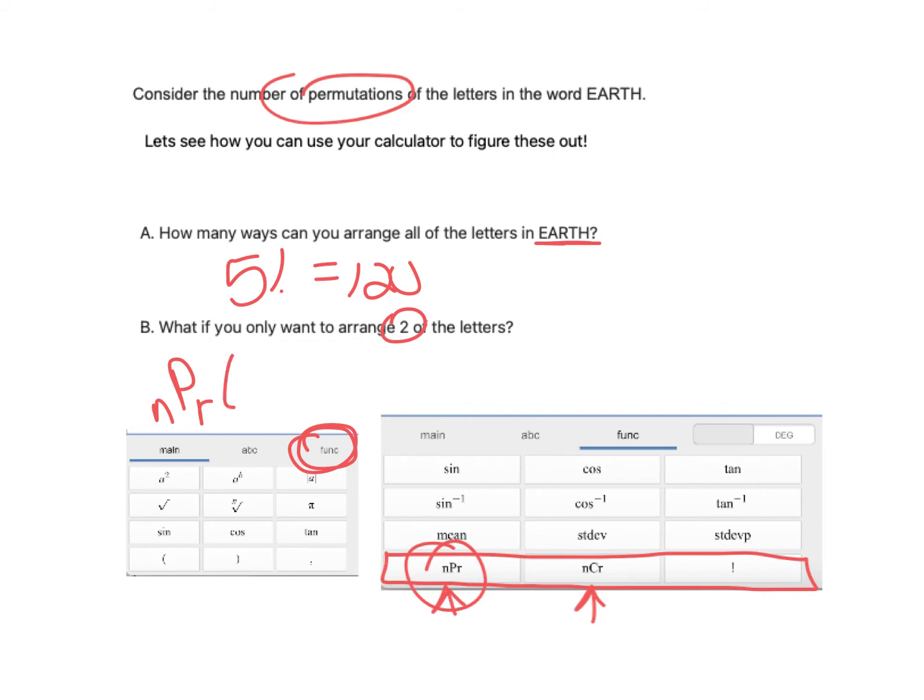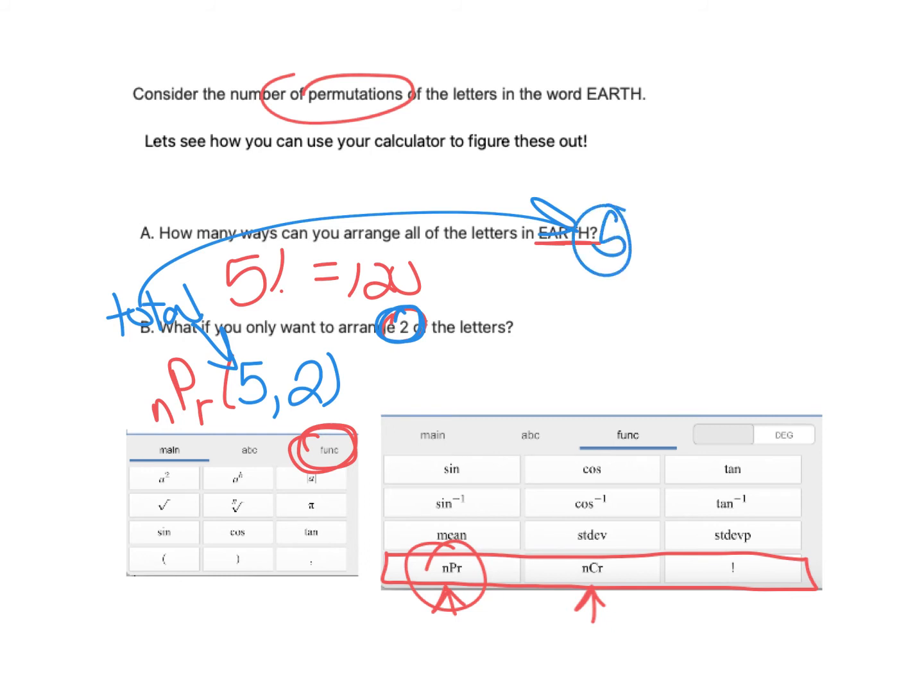What you're going to put in there is, the first number is how many total letters there are, or how many possibilities are given to you. Well, Earth has 5 letters, and then I'm picking 2 of them. So this 5 represents my total number, which is there's 5 letters in Earth. This 2 represents how many I'm choosing of those 5 to be in a specific order. So when I put that into my calculator, I have a permutation of 5 and I'm choosing 2 of them. There are 20 possibilities.